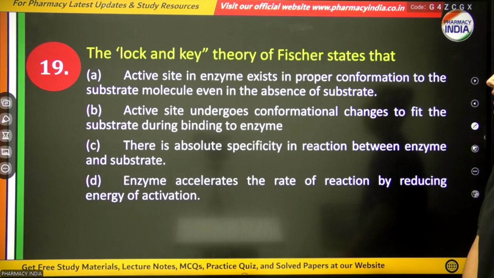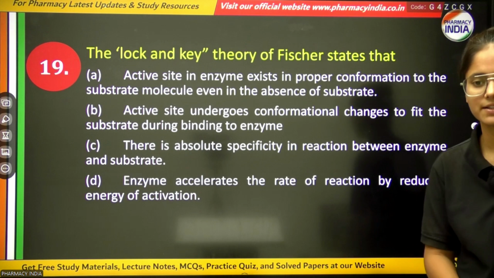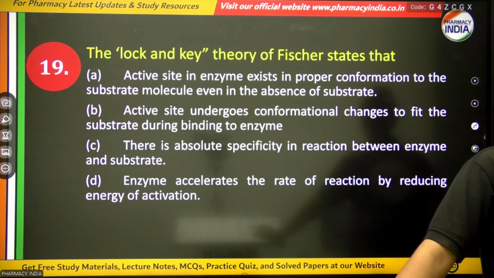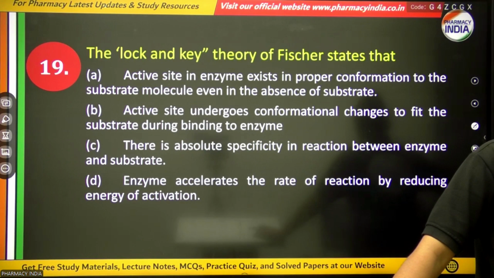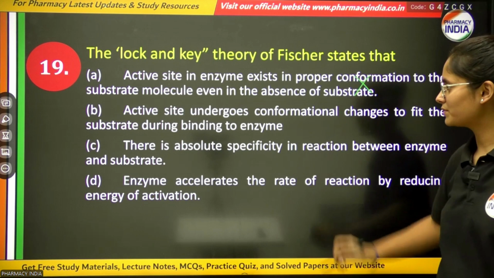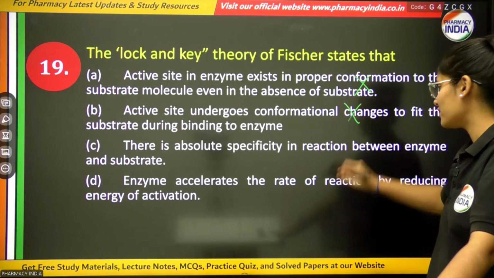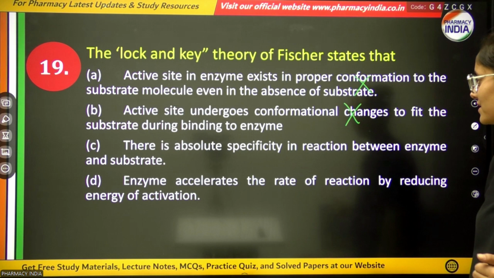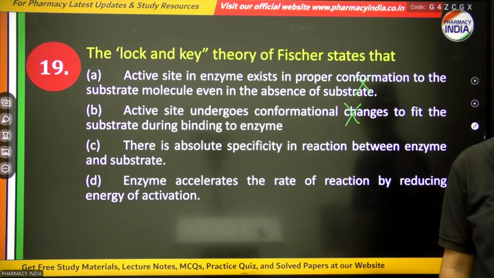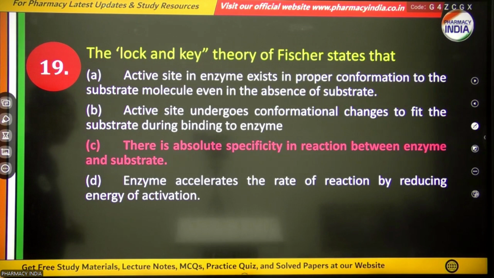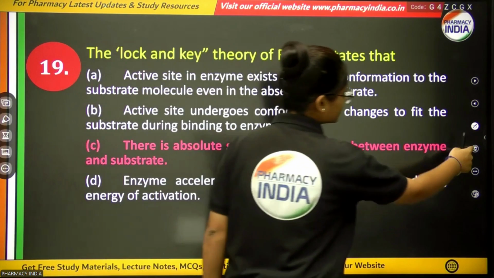Next question. The lock and key theory of Fischer states that, now you all have heard about this lock and key theory of enzymes. Your options are: active site in enzyme exists in proper conformation of the substrate molecule even in the absence of substrate. No, this is not the correct option. Active site undergoes conformational change. Stop here. Wrong. There is absolute specificity in reaction between enzyme and substrate. This will be your correct option. But how? Let's draw an example. Basically, see.